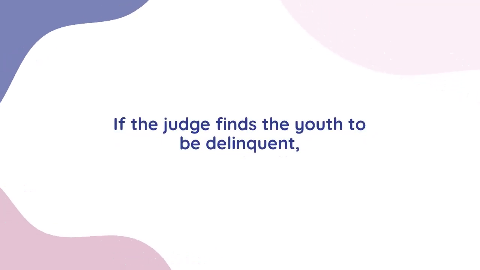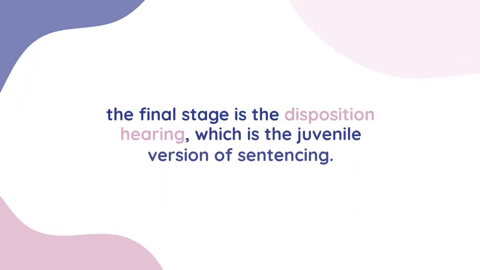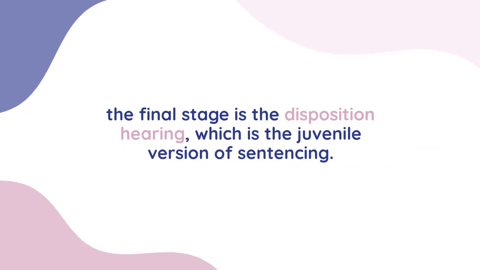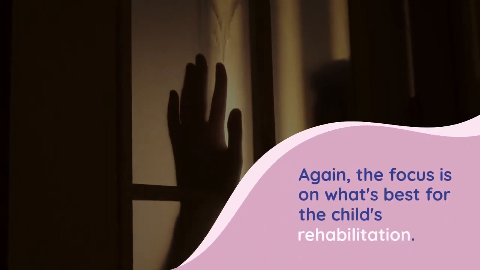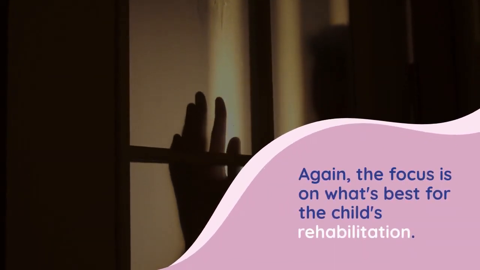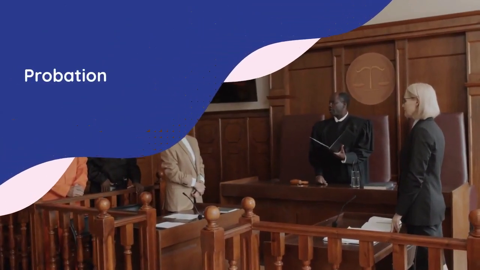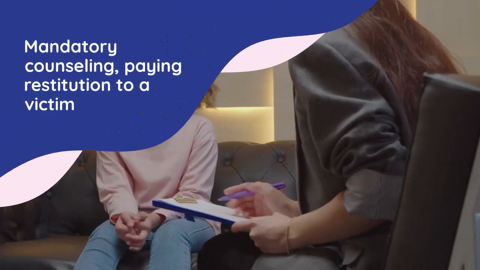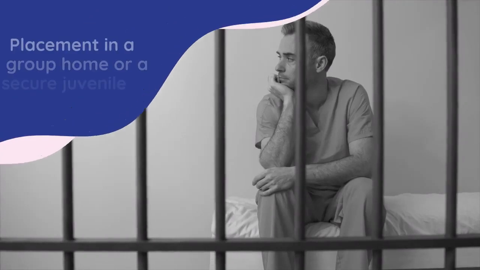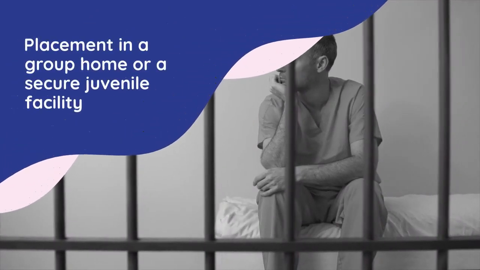If the judge finds the youth to be delinquent, the final stage is the disposition hearing, which is the juvenile version of sentencing. Again, the focus is on what's best for the child's rehabilitation. The disposition can range from probation, where the youth lives at home under strict rules, to mandatory counseling, paying restitution to a victim, or placement in a group home or a secure juvenile facility.